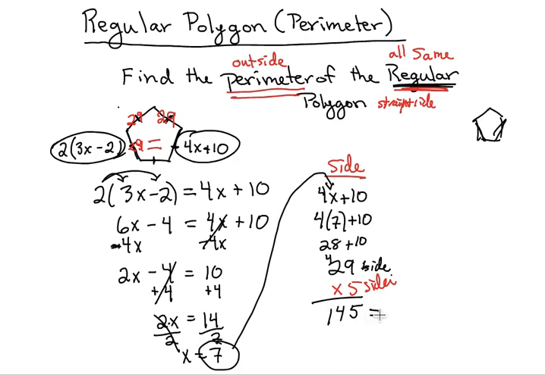So our perimeter is 145. And do you feel like there's something missing? We need a label there, and we don't have a label up there, so we're just going to call it units.